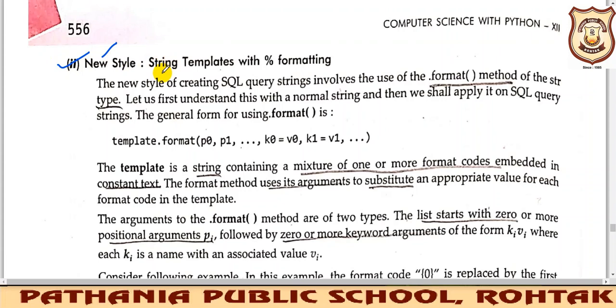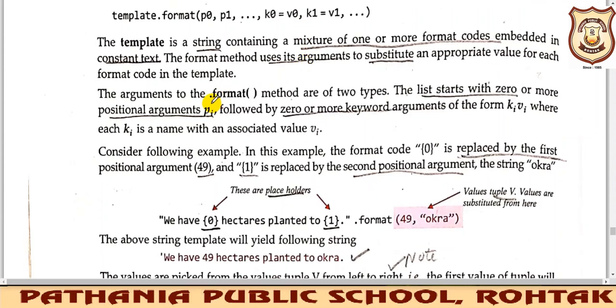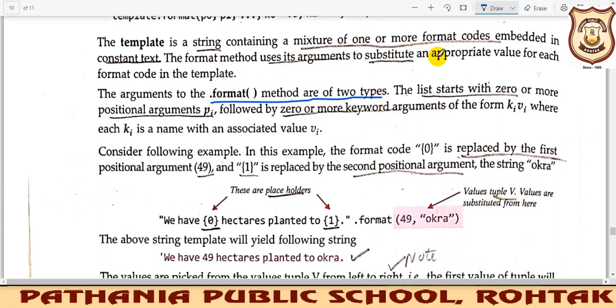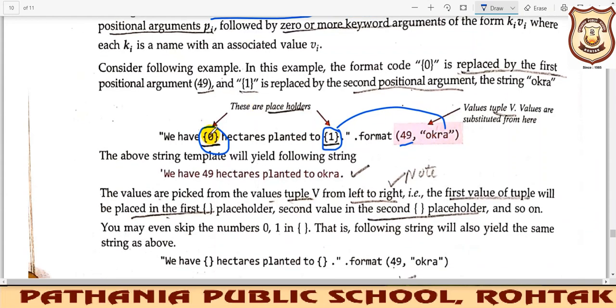This is a new style for string templates with percentage formatting. Okay, so for this we'll be using this format method. They are of two types. The list starts with zero or more positional arguments. See why it is called positional arguments, because this position will be replaced by the first value and this position will be replaced by another value. Fine. So by putting these curly brackets you are defining the positions, and they are known as placeholders.